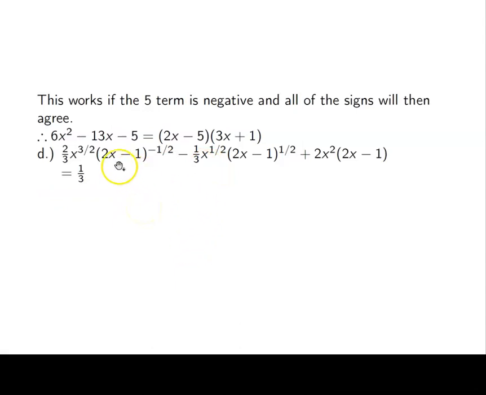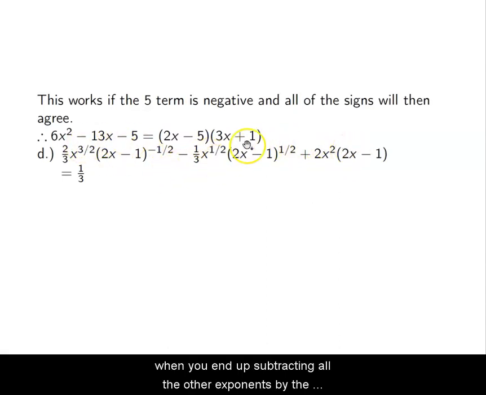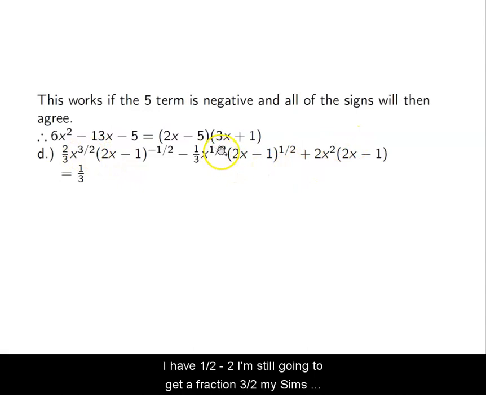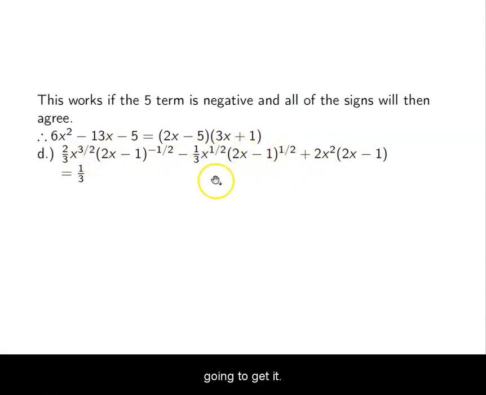Okay. So next we need to look at the x. Okay, x, I have a 3/2, a 1/2, and a square. So remember what happens when we pull out a factor? We end up subtracting the degree of that factor from all the other exponents. So if I pulled out a 2, I'd have 1/2 minus 2. I'm still going to get a fraction. 3/2 minus 2, I'm still going to get a fraction.